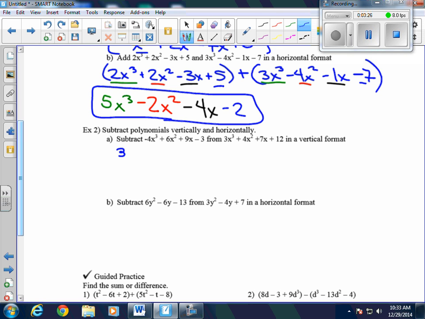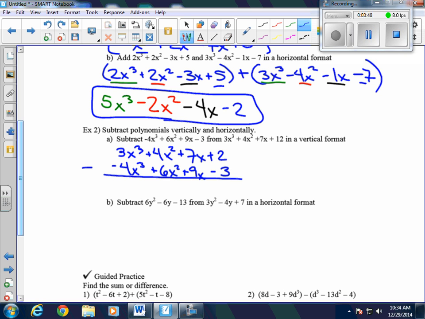So we're going to have 3x cubed plus 4x squared plus 7x plus 12 minus, we have negative 4x cubed plus 6x squared plus 9x minus 3. So now we subtract those.